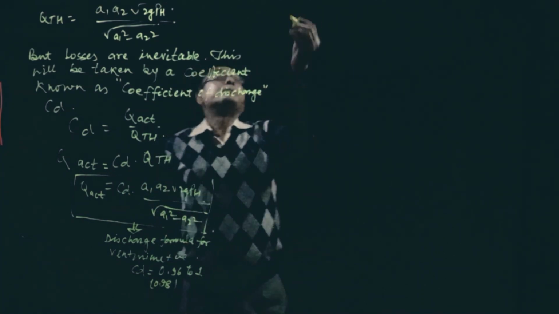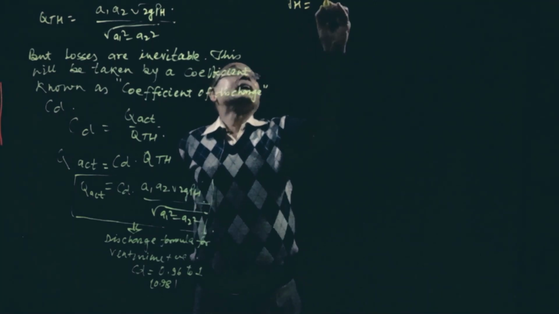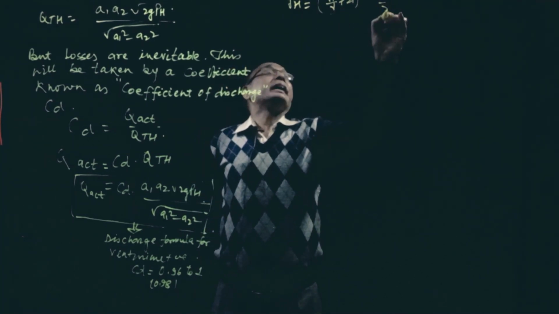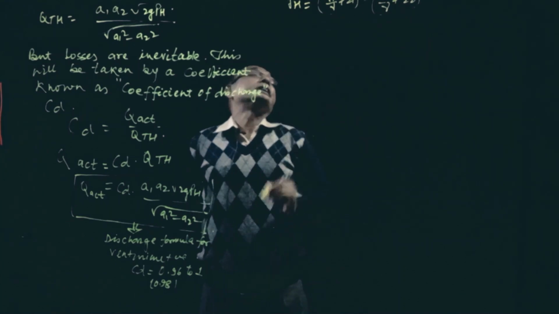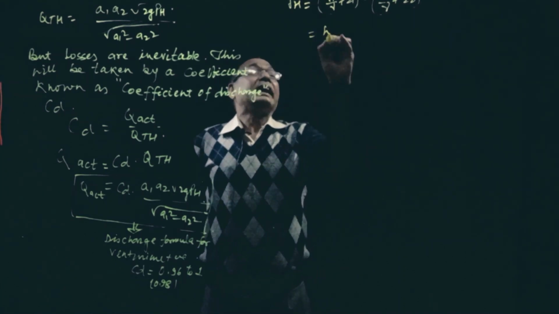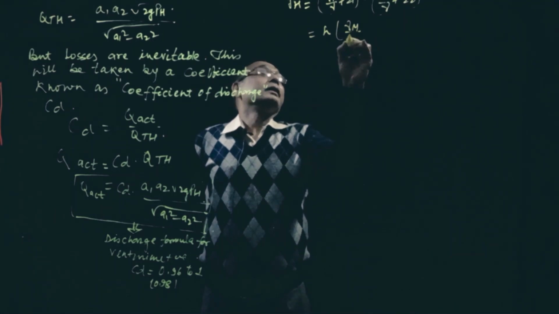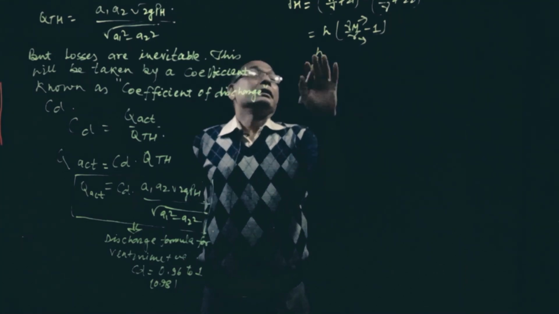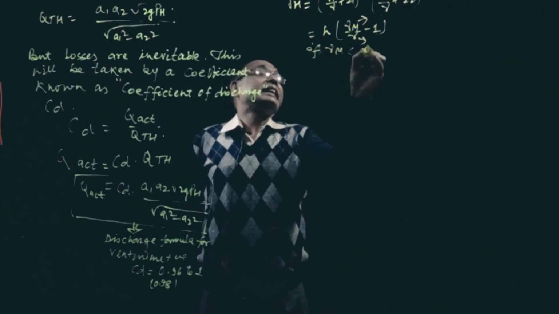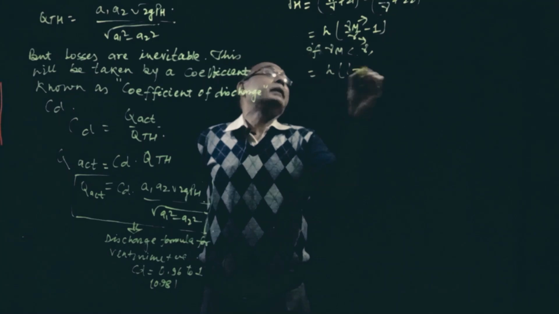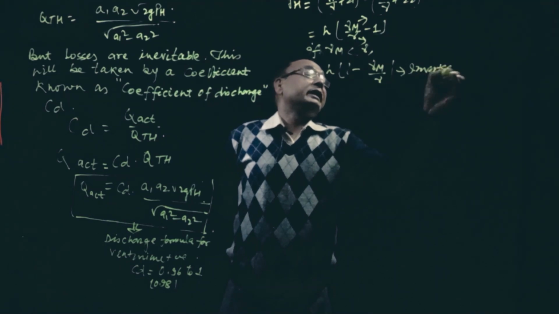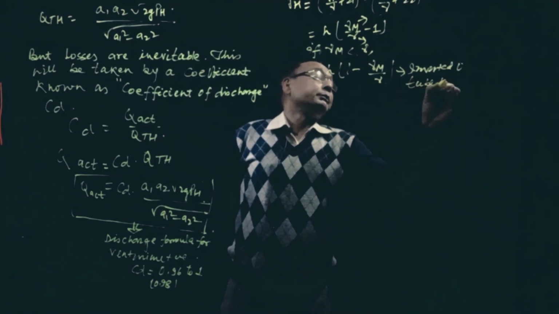The problem is PH. PH I have already told you, that is P1 by gamma plus Z1 minus P2 by gamma plus Z2, the piezometer head. This is the piezometric head also. Another formula is also there, H into gamma M by gamma minus 1, where gamma M is for the manometric fluid and gamma is for the flowing fluid. If gamma M is less than gamma, then in that case H into 1 minus gamma M by gamma, and an inverted U-tube manometer should be used.